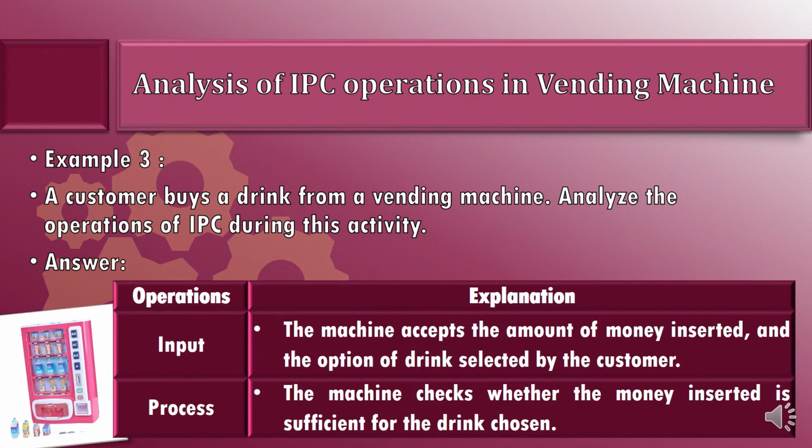Next, let's look at our third example. So here the technology involved is a vending machine. Let's look at the questions. A customer buys a drink from a vending machine. Analyze the operations of IPC during this activity.